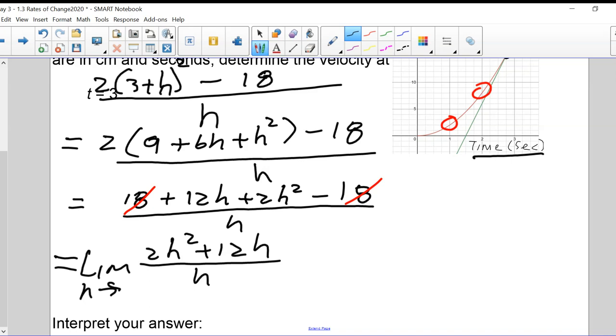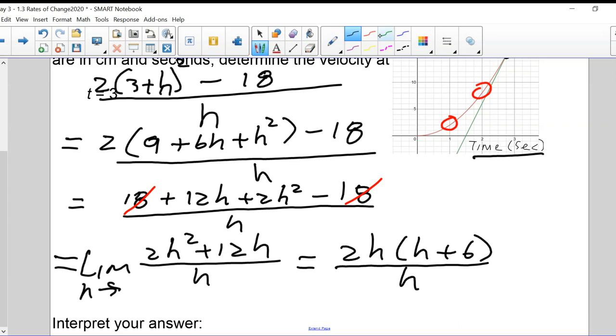But what we can do is we can certainly factor out, in the case of this, the 2h, and that would give us h plus 6, excuse me, and then we're going to divide that by h, and of course that would mean that the h's would cancel out, and what we're left with is 2 times h plus 6.